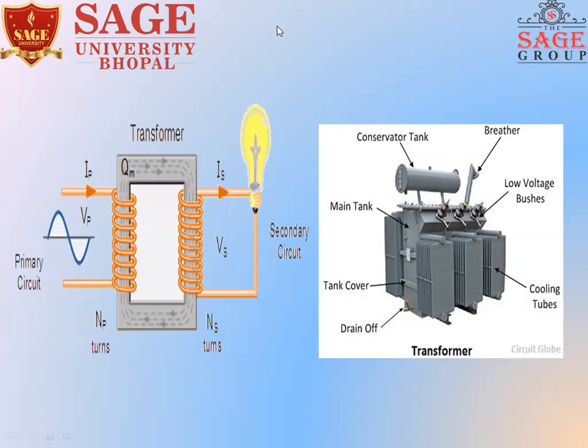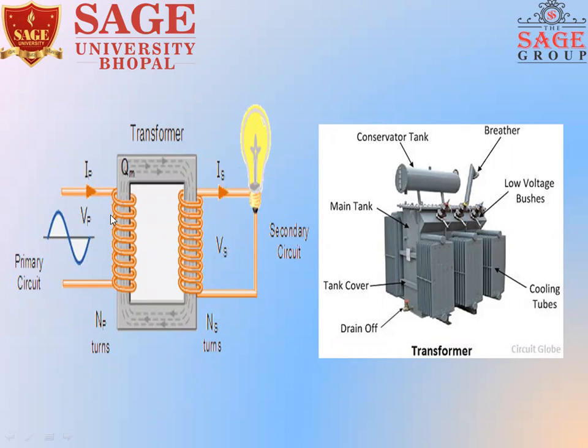Here you see the transformer block diagram. This is a transformer. This is the primary winding, and this is the secondary winding, or you can say the primary circuit and secondary circuit. In the primary circuit we have the primary current, primary voltage, and primary number of turns, so IP, VP, and NP. Same as the secondary circuit: secondary current, secondary voltage, and number of turns of the secondary winding.